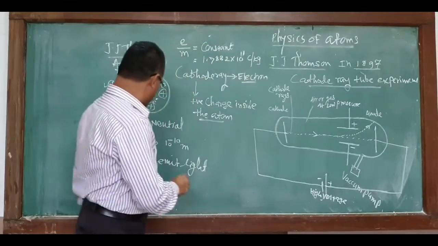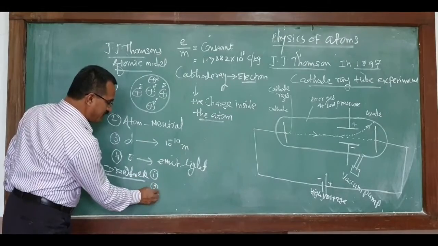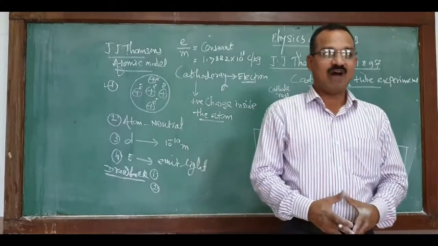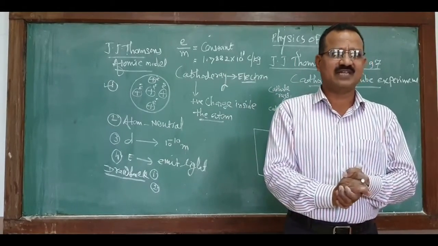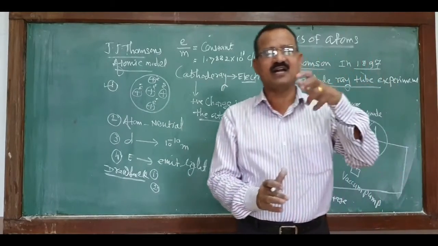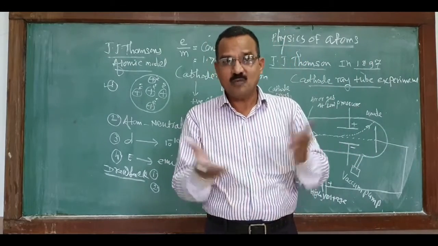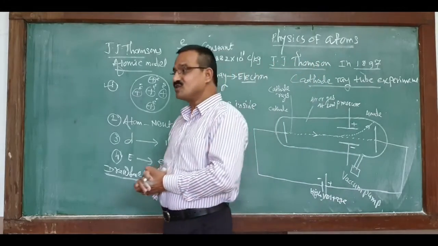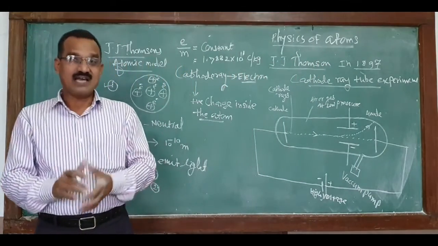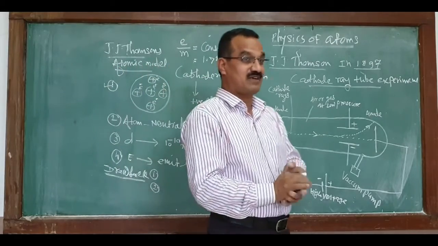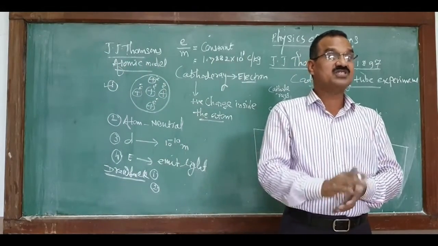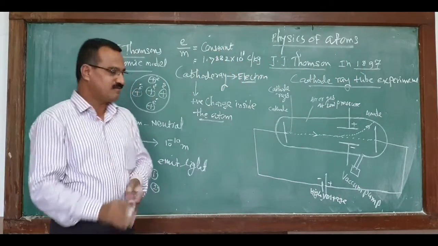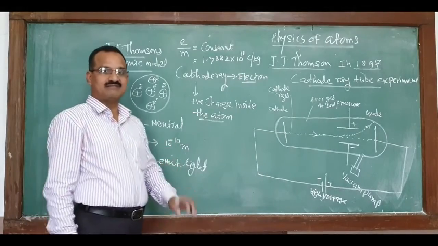In addition to this, second point, Thomson cannot explain why the scattering of alpha particles takes place when they are bombarded on the gold foil. In addition to this, Thomson also cannot explain why the spectral lines are observed experimentally. These things cannot be explained by Thomson, and that's why Thomson's model was discarded.